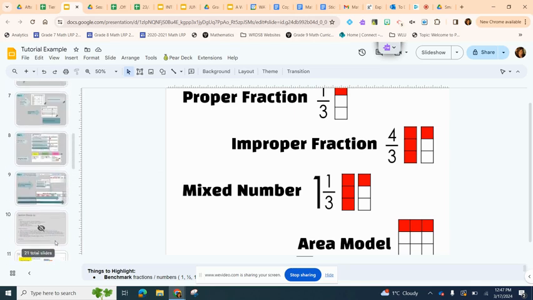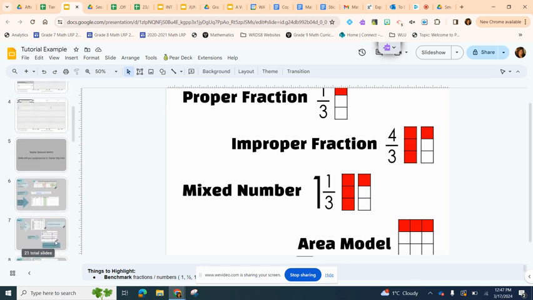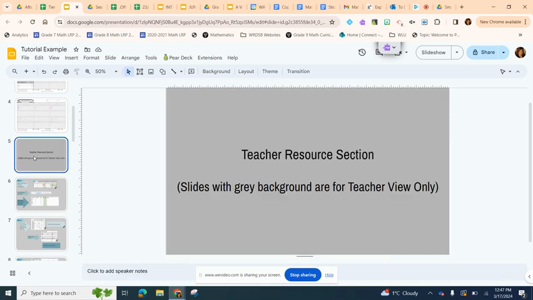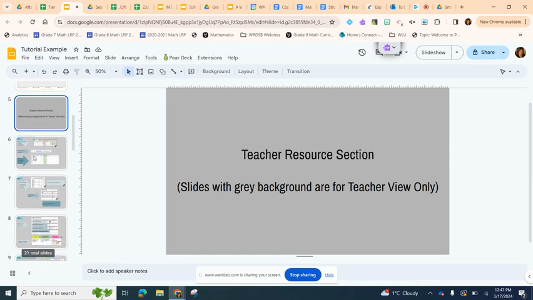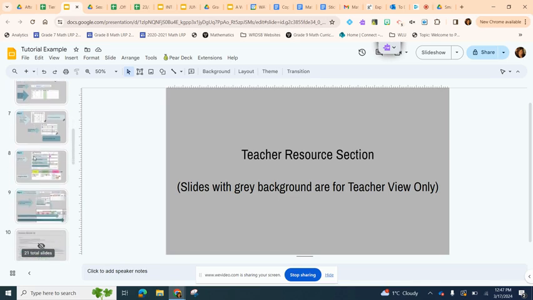And once students have completed the entry ticket, there are slides that have a gray background that are for your purposes only. And it walks you through step by step how to go about assessing and tracking the entry ticket.